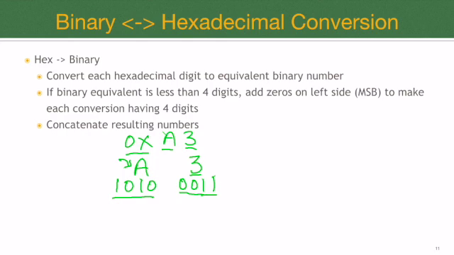So any digit that will be short of the 4 digits in the equivalent binary, we will append zeros on the left hand side, not on the right hand side, to make it a 4-digit number, the way I did for 3. And therefore, my equivalent number is the concatenation of the two binary values. So the number becomes 1 0 1 0 0 0 1 1. So this is the equivalent binary of hexadecimal number A3.